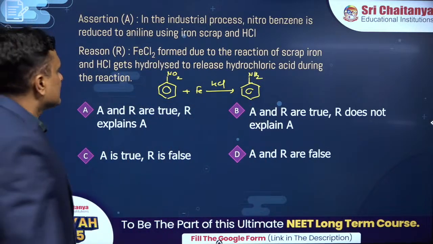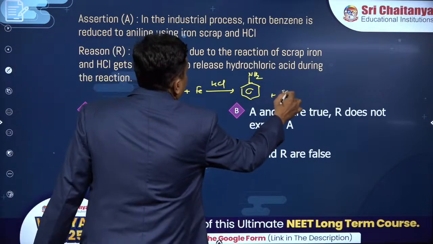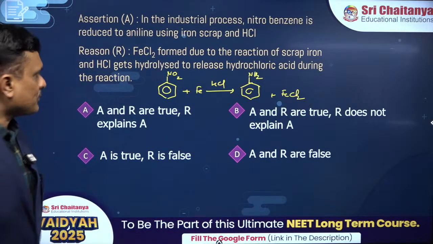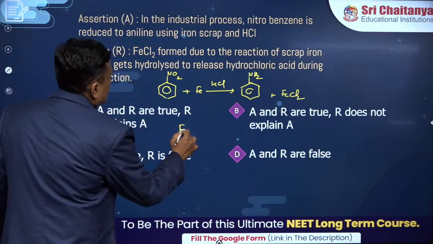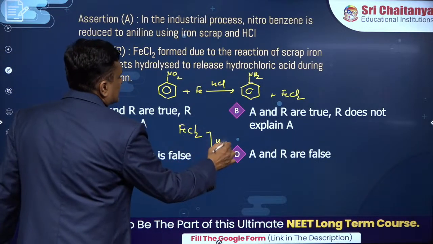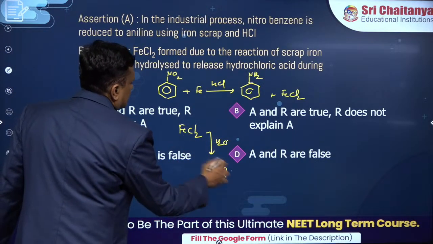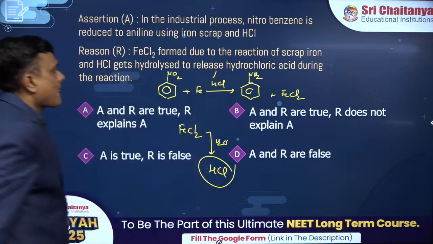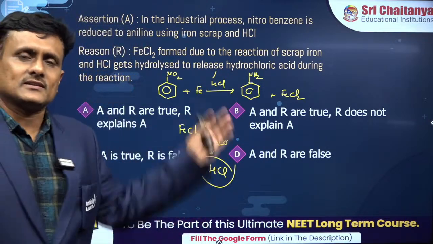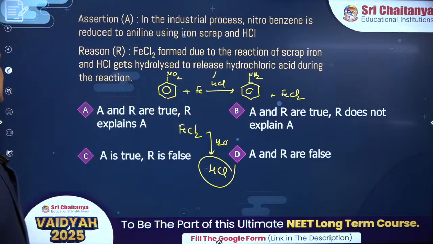However, in this reaction, iron is getting oxidized to FeCl2. Now the point is that FeCl2, whichever is produced, undergoes hydrolysis, it reacts with water to get HCl back into the reaction. So in a way the product is not wasted, it is undergoing hydrolysis to give back HCl. So this is good for the reaction, isn't it? Both are true.